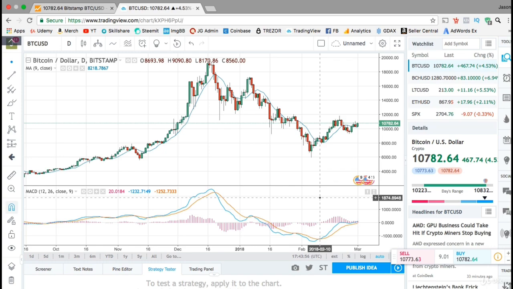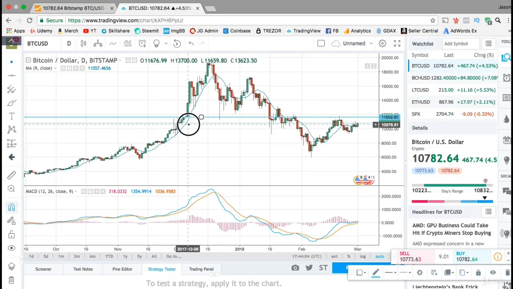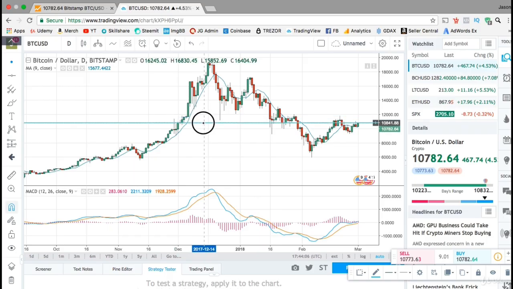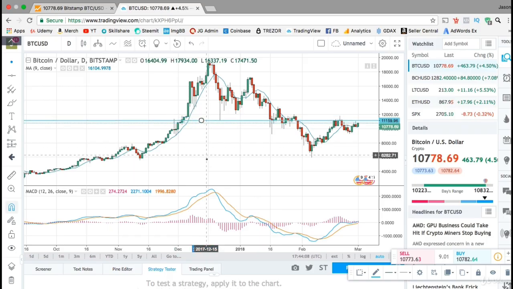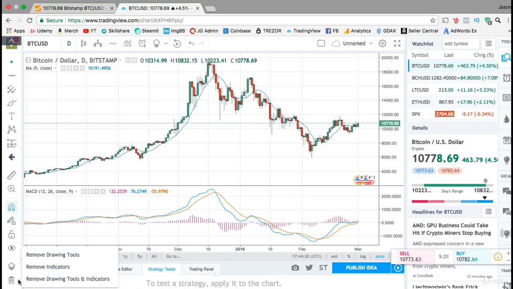If you look on the left-hand side, you have all sorts of other tools available as well where you can add lines or text to your chart. If I wanted to mark a support level, I click the horizontal line here and add it over here to the candlestick chart. Before we wrap up, I wanted to show you also how to remove the indicators and overlays from TradingView. It actually took me a while to figure this out. Go over to the toolbar on the left-hand side, go all the way down to the bottom and click on the trash can, and then click Remove Drawing Tools and Indicators.